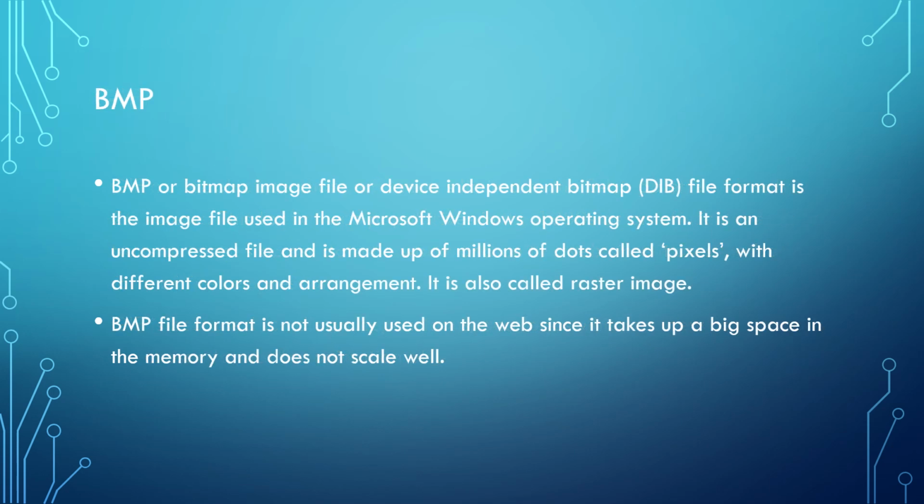BMP stands for Bitmap Image File. This format is used mostly in Microsoft Windows. It's uncompressed, which means it has really large files. BMP images are made of millions of pixels, and each pixel stores color information. This makes them high quality but not practical for the web because they take up too much memory and don't scale well.